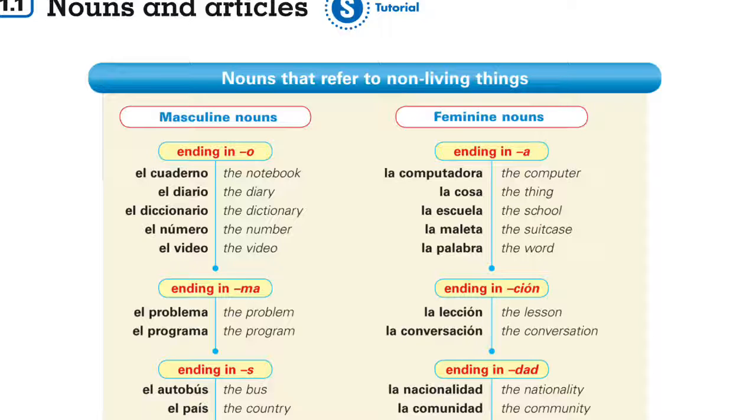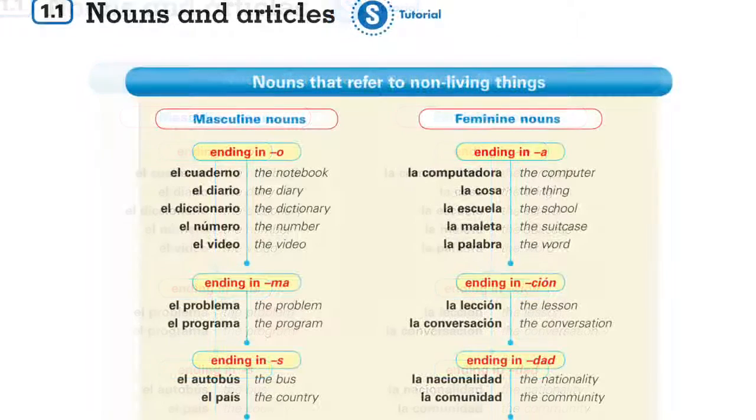Okay, so now we're taking a look at words that necessarily don't follow the noun rules. But they're just words that you need to memorize. Spanish is a language that requires a lot of memorization and practice. Practice, practice, practice. La práctica. And finally, we have words that end in DAD. La nacionalidad, la comunidad. The nationality and the community.